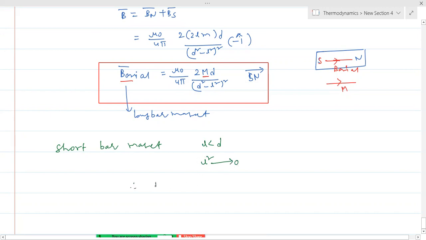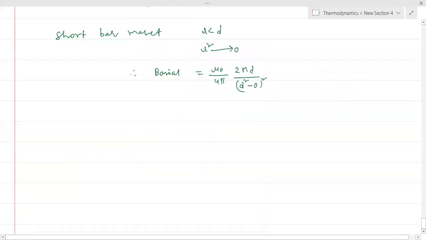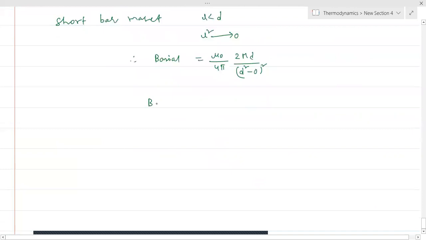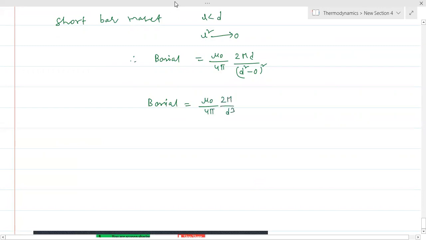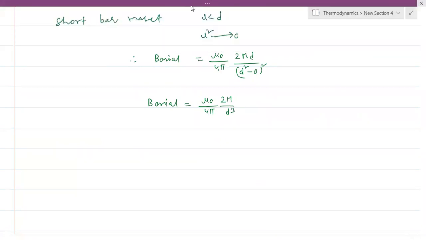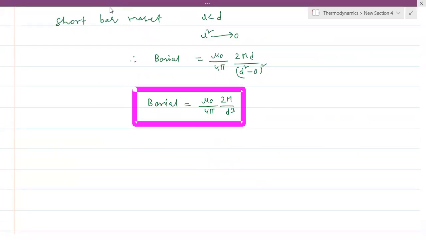So therefore we are going to get B axial equivalent to mu naught by 4 pi into 2md by d square minus 0 whole square. So finally, we get B in the axial direction is B axial equivalent to mu naught by 4 pi into 2m by d cube. So this is very important and famous. B axial equivalent to mu naught by 4 pi into 2m by d cube.